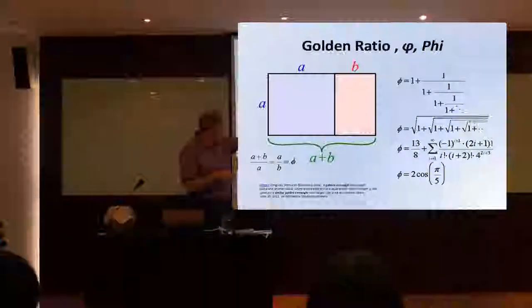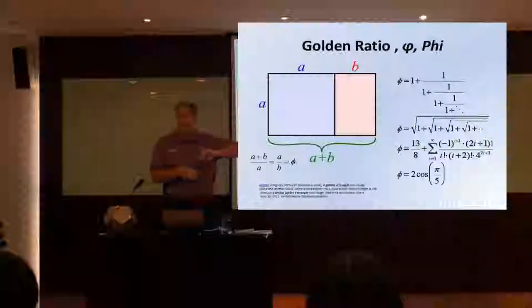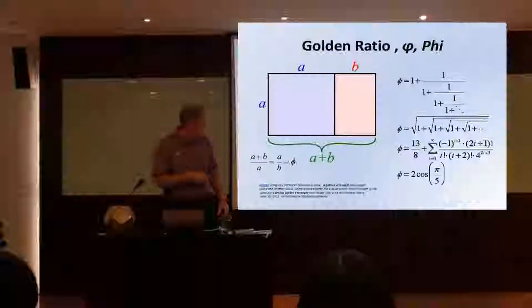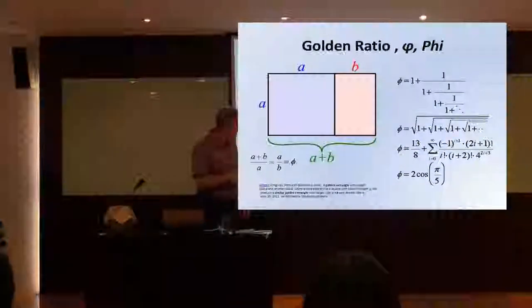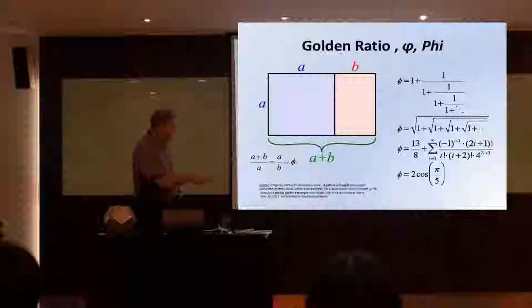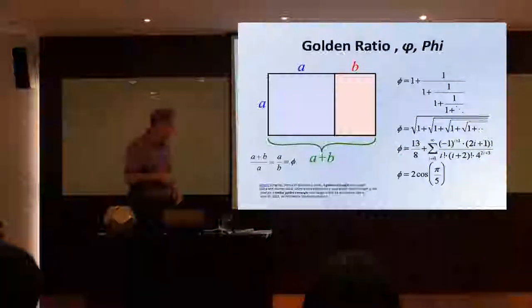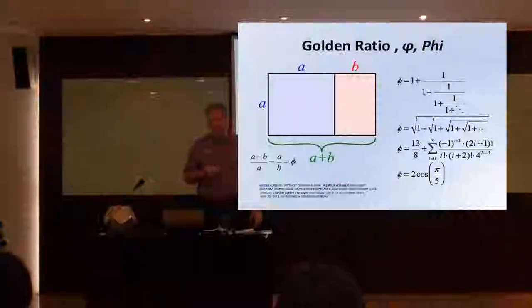Another one, phi is the square root of 1 plus the square root of 1 plus the square root of 1 plus the square root of, you keep going forever, you get the golden ratio. Weird, right? Or you can remember this one. That's a bit complicated. Also, phi is 2 times cos of pi, the most important number in mathematics, over 5. So the golden ratio comes up over and over again in mathematics.